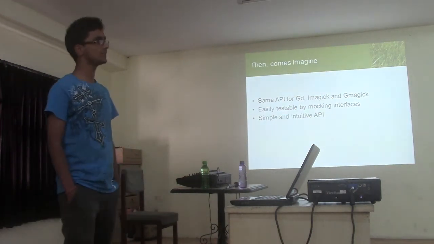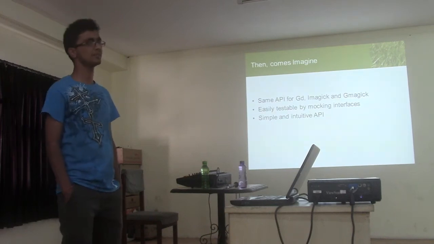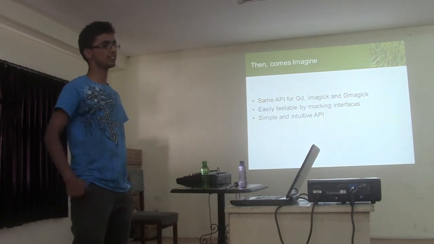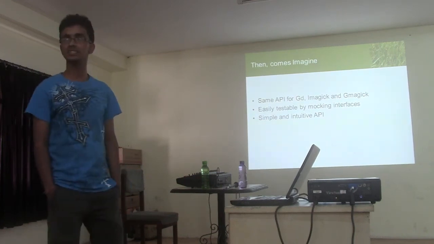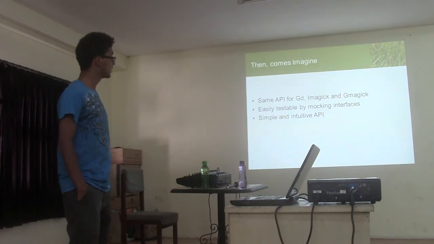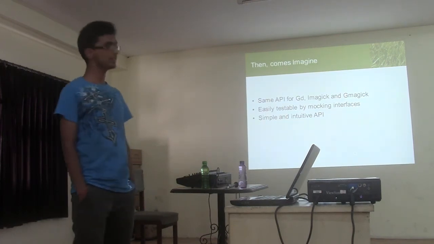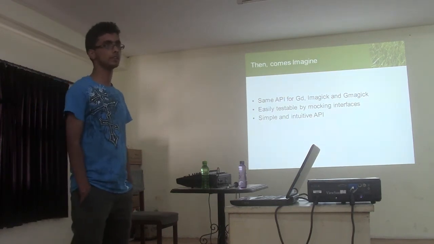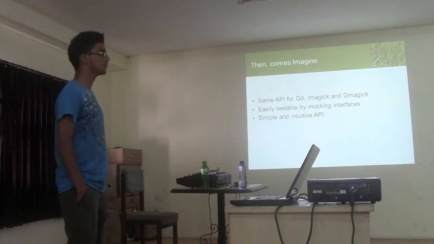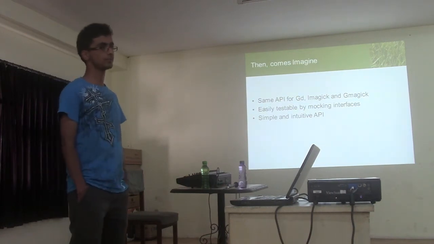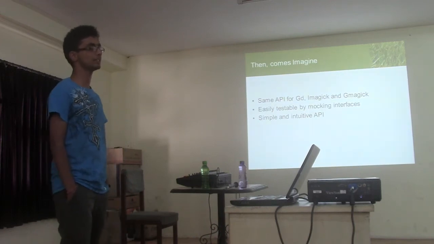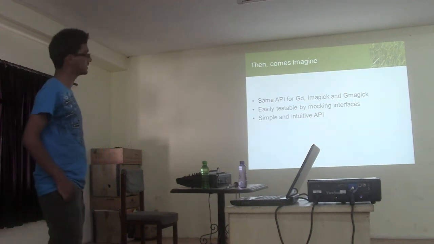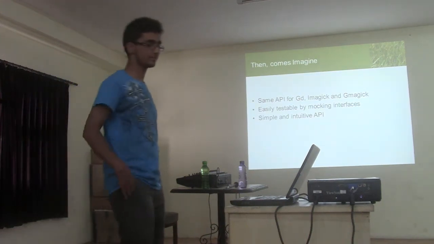Before Imagine, it was really difficult to do image manipulation in PHP. The available tools were very difficult, and it was not easy to write tests. But since Imagine has come, Imagine has taken image manipulation in PHP to the next level. It contains fully object-oriented code, PHP 5.3, like late static binding and namespaces. And it's really easy to test this by mocking interfaces.